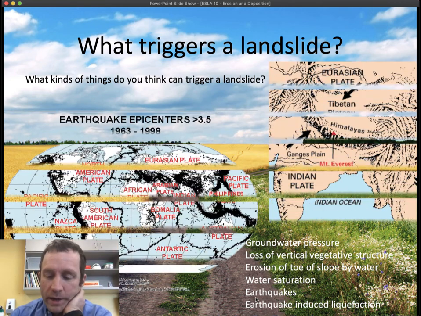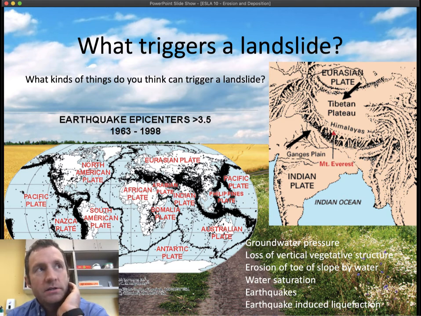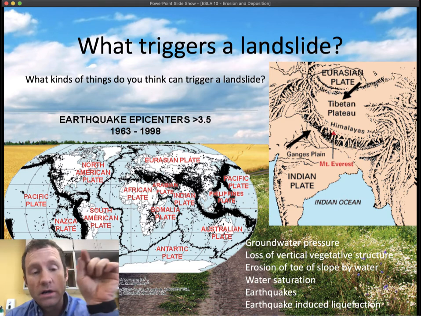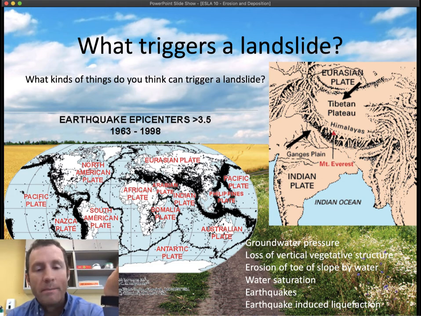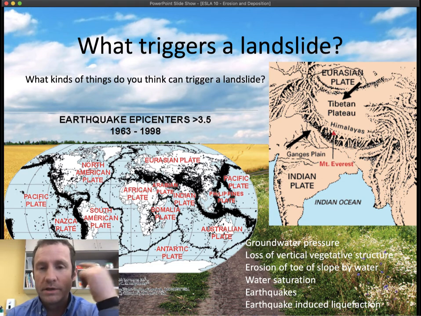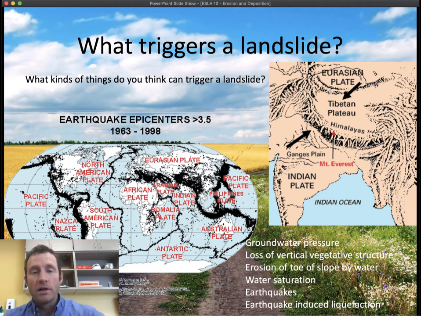Then, of course, earthquakes. And you can imagine that earthquakes, as you recall, take place along plate boundaries, right? Well, interestingly, that's basically the same place where mountain building, or most mountain building, takes place. And because of that, there usually are a lot of steep slopes in areas where earthquakes occur, which makes it even more likely that there will be landslides and things like that occurring on a regular basis.